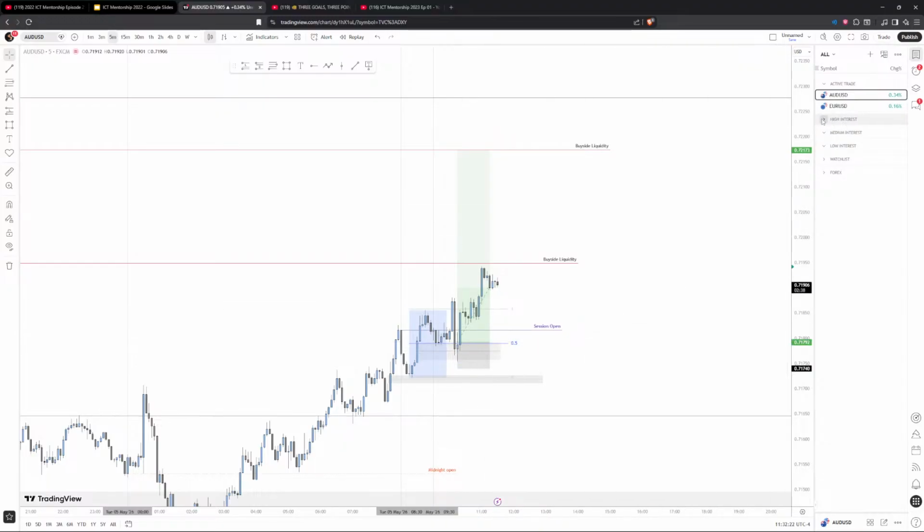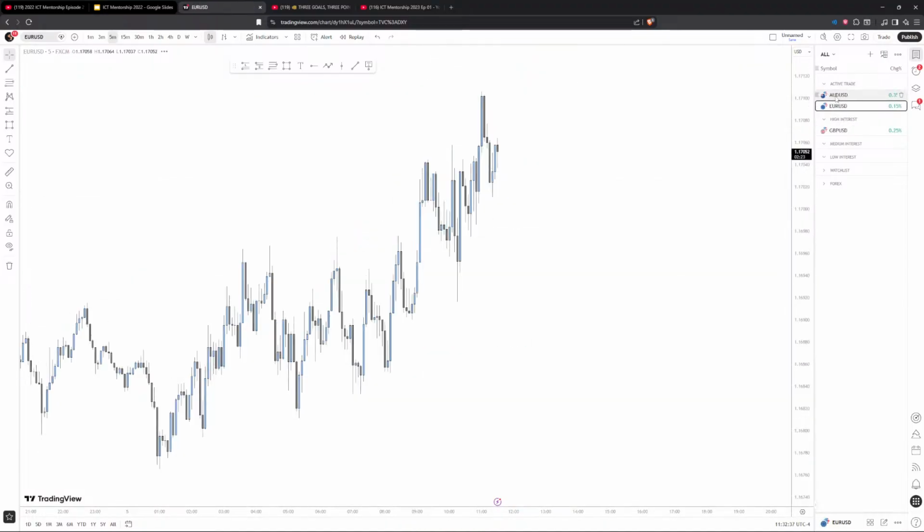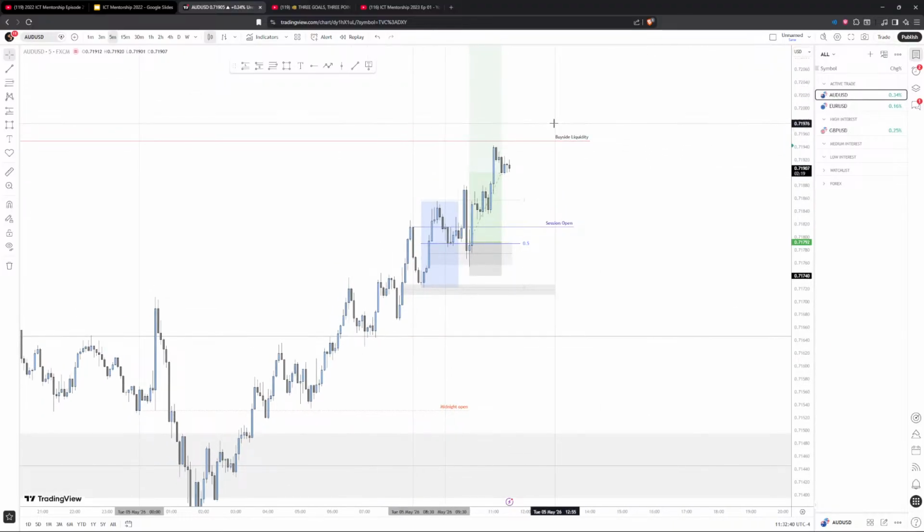Bam, got entry here. We had 3 pairs we're looking for. GU was one of them. GU didn't get to our entry because that's the leg. This is the fair value gap below the equilibrium, which is that blue line here. And guess what? We didn't get that, so we didn't enter it. But we entered these 2 because they did what we were looking for. And they're also aligning up with DXY. Just like that.